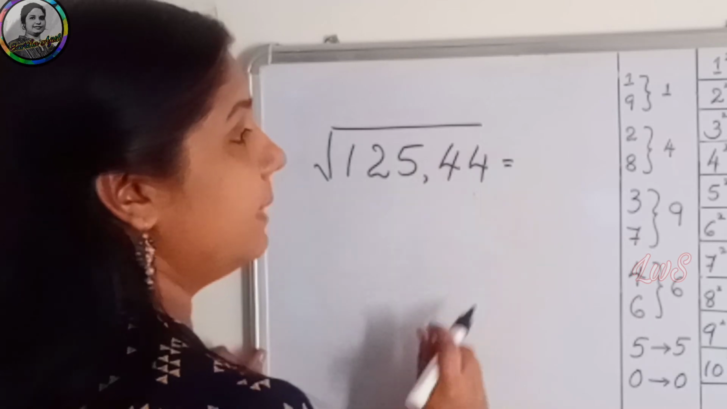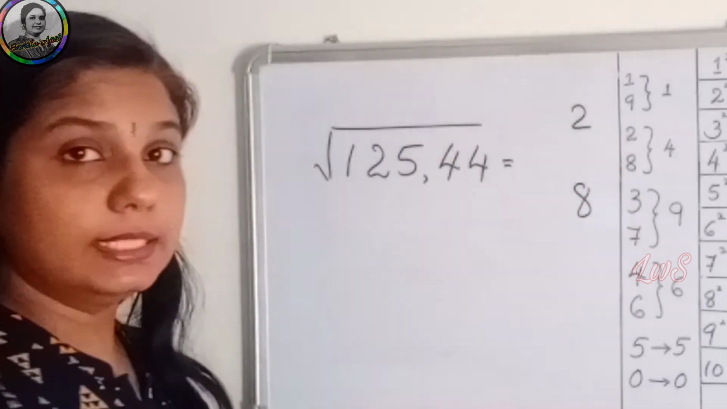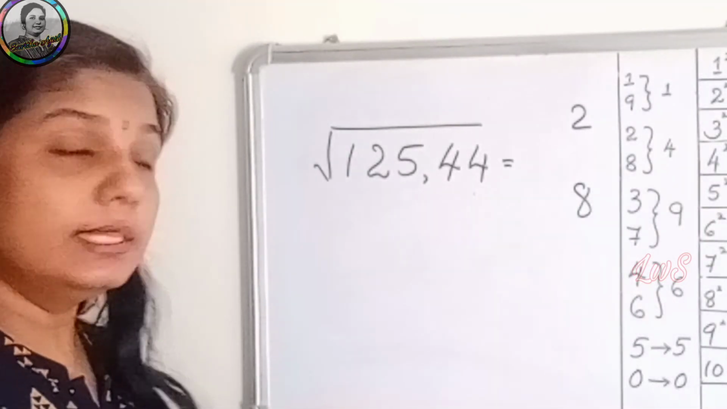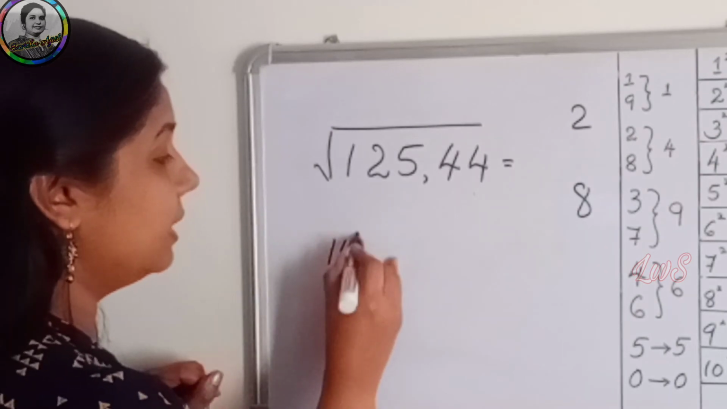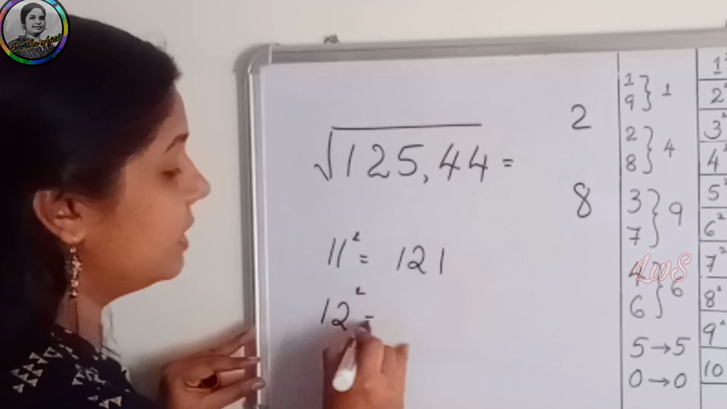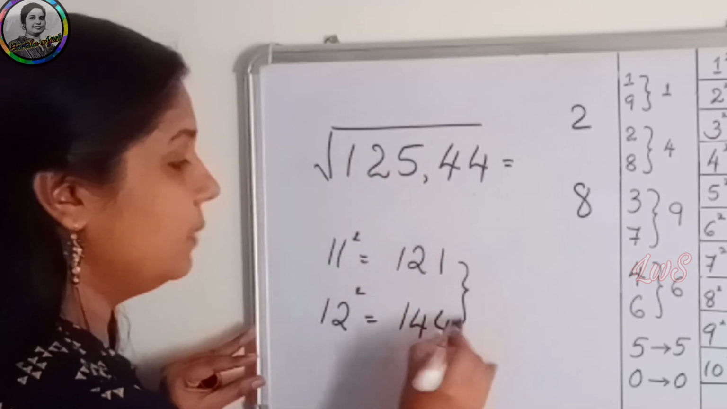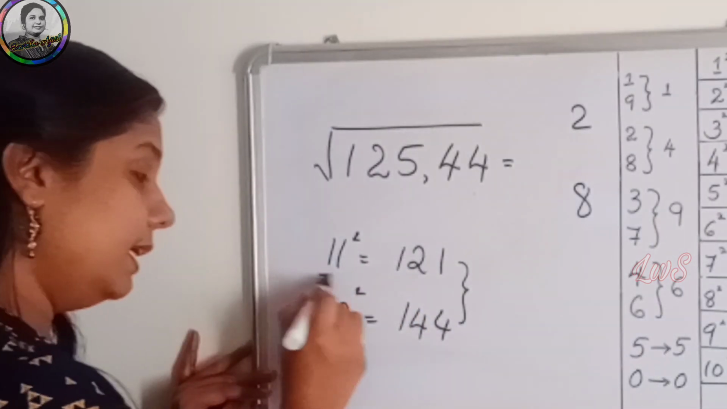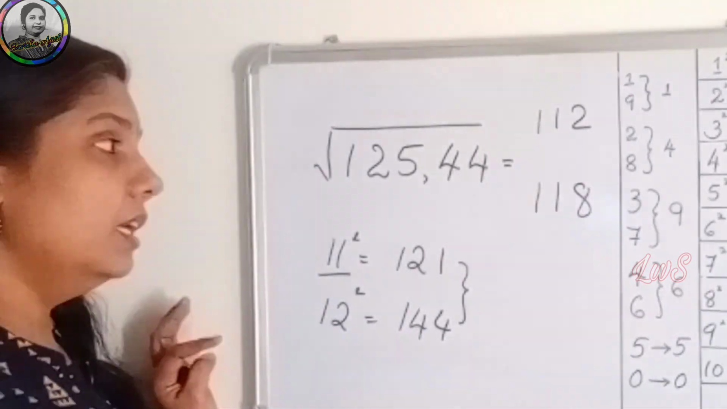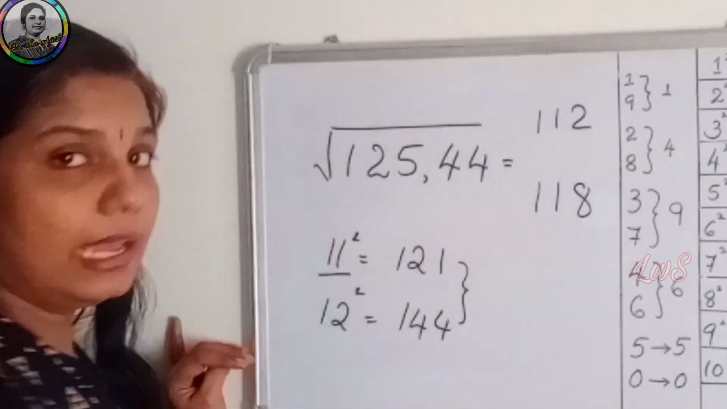Now look at the units place. It's 4, so 2 and 8 are the possibilities for the units place. 125 lies between which two squares? We know that 11 square is 121 and 12 square is 144. And this 125 lies between these two numbers. We take the smaller one. The number here is 11. Now we have to check which one is the correct answer.